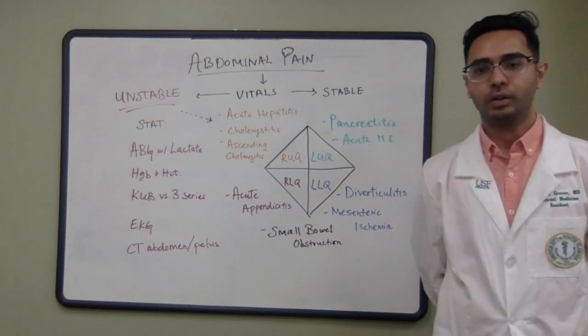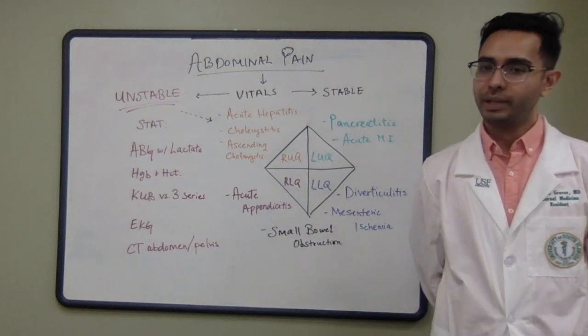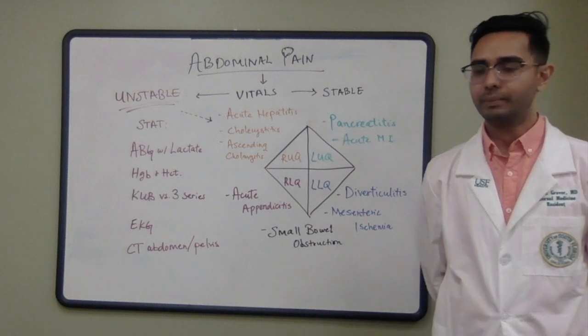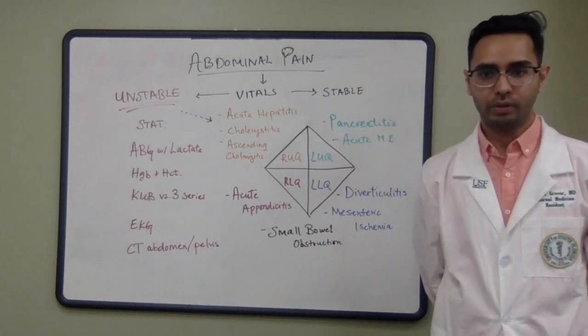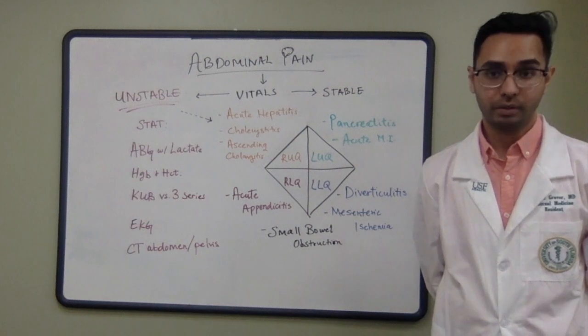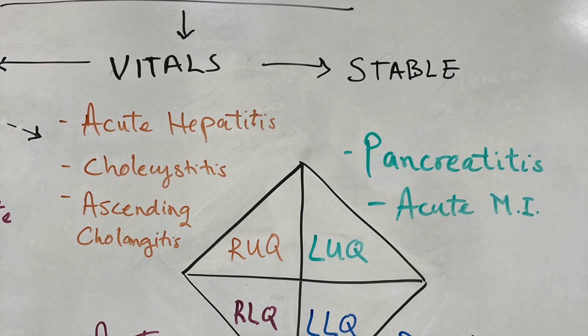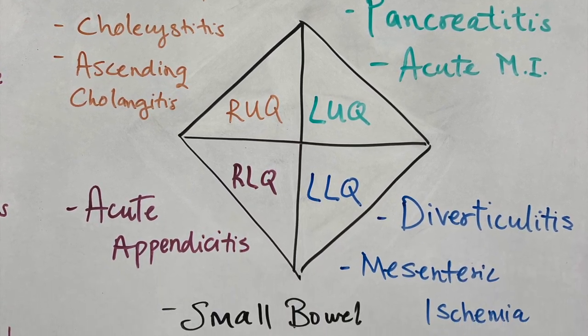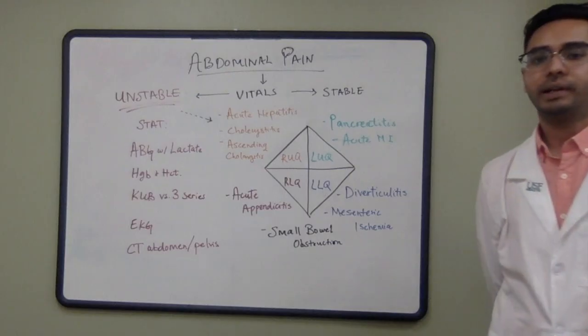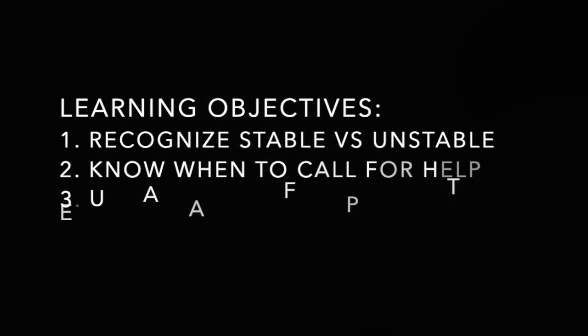Our objectives are going to be, one, to know when a patient is stable and when they are unstable. Two, know when to call for help, and not to be afraid to call for help. And three, how to use our anatomic guideline here to help lead your workup and your differential diagnosis.